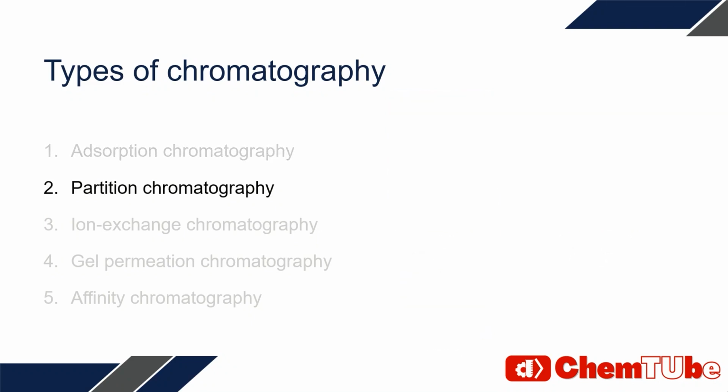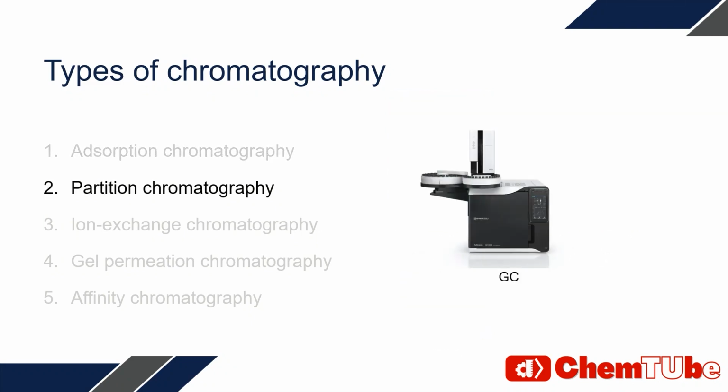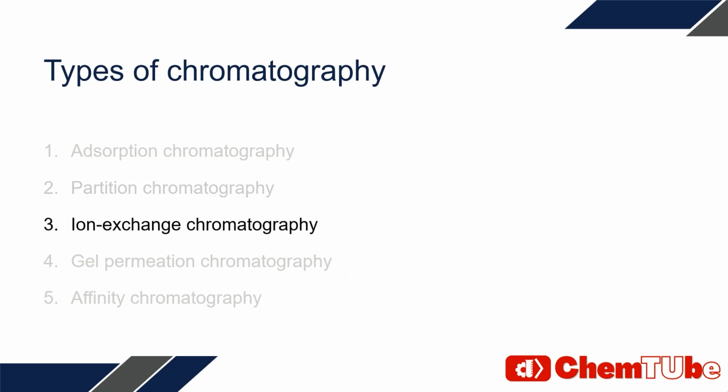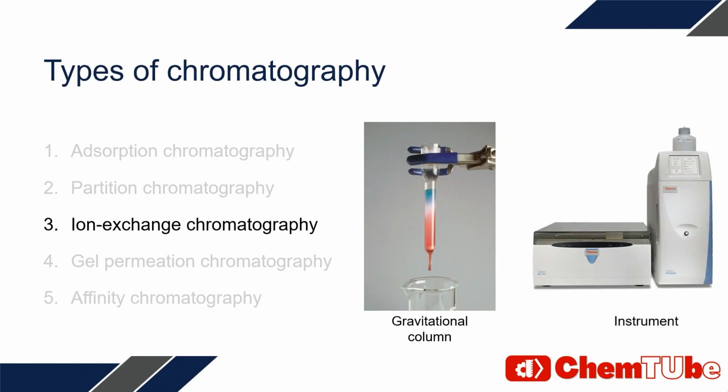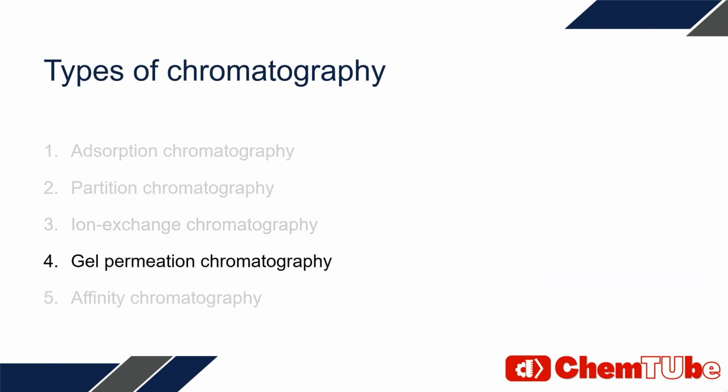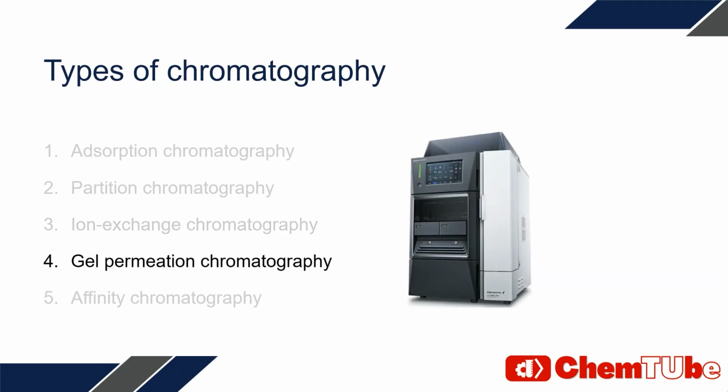Partition chromatography is almost exclusively used for gas chromatography, although some partition columns can be found for HPLC as well. For a more in-depth overview, please find our videos about these two instruments. Ion exchange chromatography is typically performed by loading a resin in a column and then eluting it, but some automated systems also exist. Most common application of gel permeation chromatography is to analyze the polydispersity of a small polymer sample, and this can be done on an instrument like the one you see on the screen.